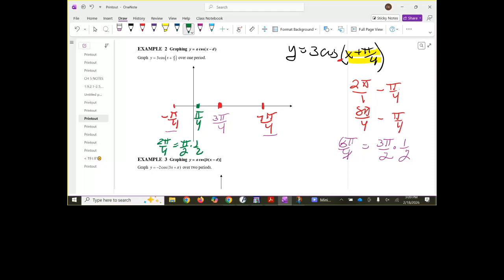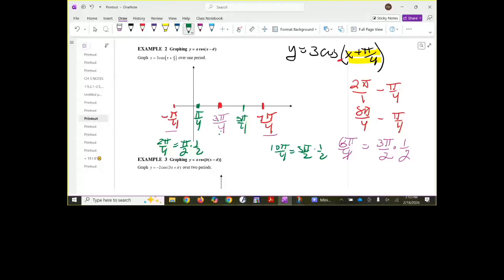All right. Y'all, let's add these guys together and find half of that. 3 pi and 7 pi, 10 pi over 4, which is the same thing as 5 pi over 2. But if we take half of that, isn't that a 5 pi over 4? Okay, there are my numbers.